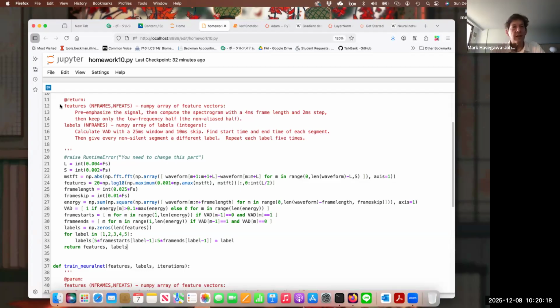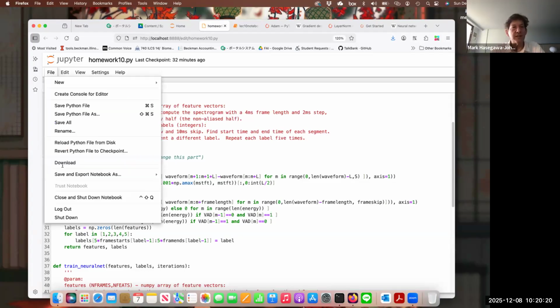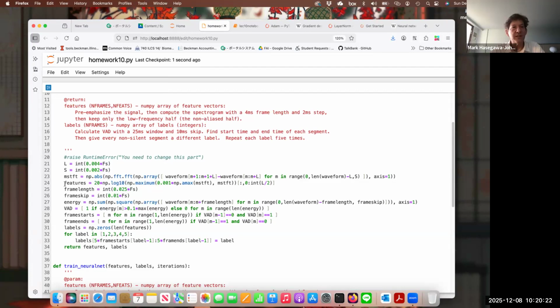Right, so this is just the pre-processing, right? This is just taking the input speech and converting it to a spectrogram and also labeling it as either 0, 1, 2, 3, 4, or 5. Let's see if that gives us reasonable results here.